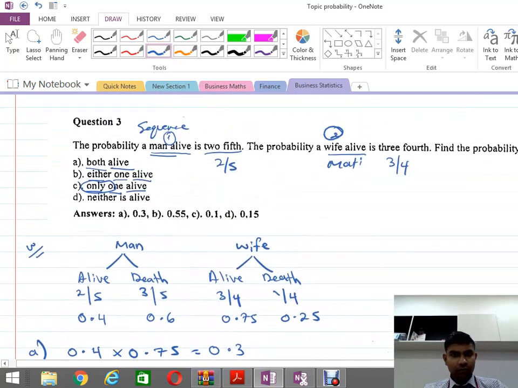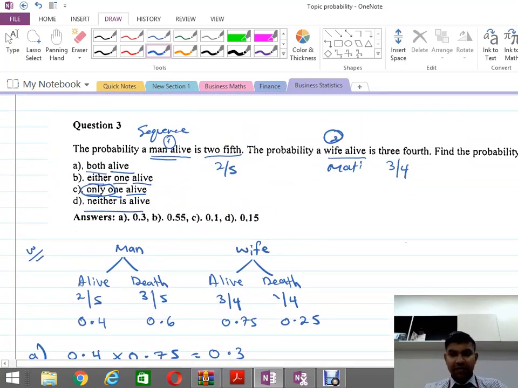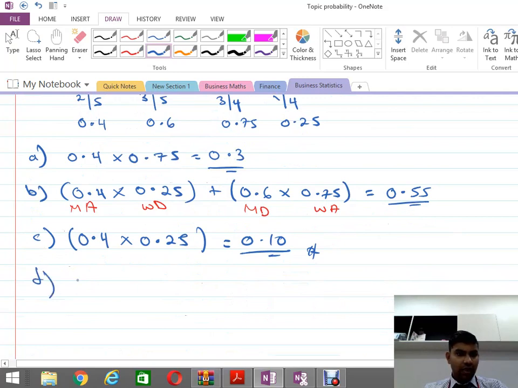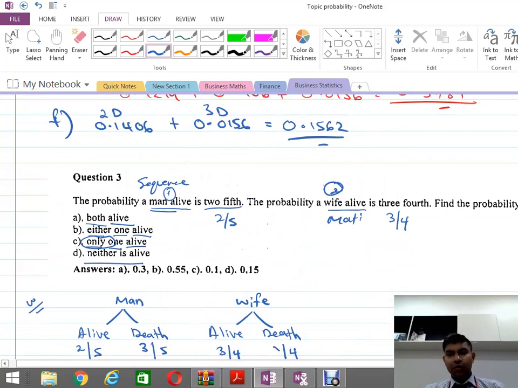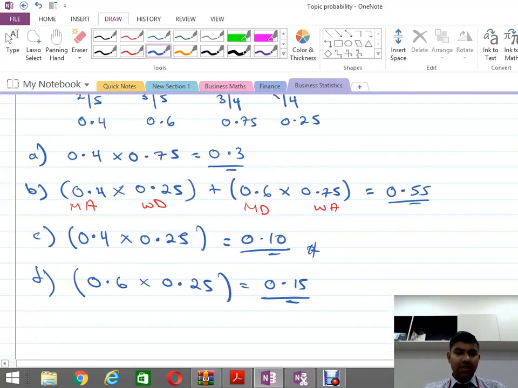Neither is alive, both are dead. So what happens here, 0.6 times 0.25, both are dead, so you get 0.15. Okay, both are dead. So this is how you do question number 3. Are you okay, guys? So this is how you do with replacement, where the numbers won't reduce. In the next part we will learn about without replacement.